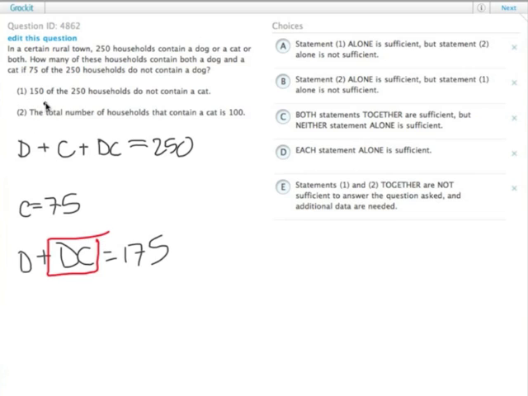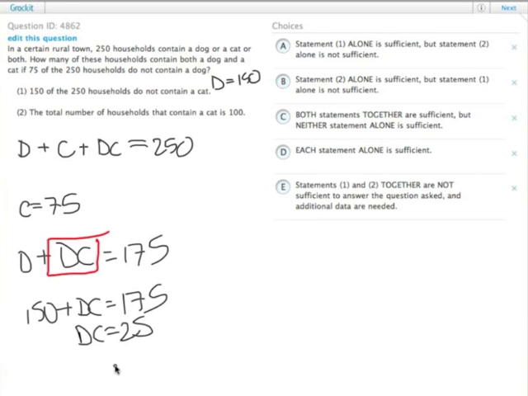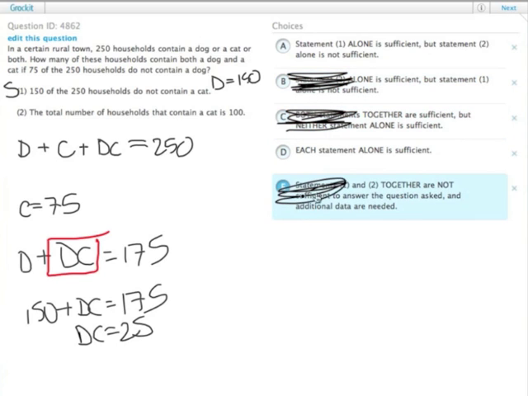Statement 1, 150 of the 250 do not contain a cat. That tells us that D equals 150, the dogs alone. So, just to use our equation here, D is 150 plus DC equals 175. Therefore, DC equals 25. We shouldn't really have to have done that math, but I'm just demonstrating that it works. Statement 1 is sufficient, so it's not 2 on its own, and it's not either of the insufficient ones.